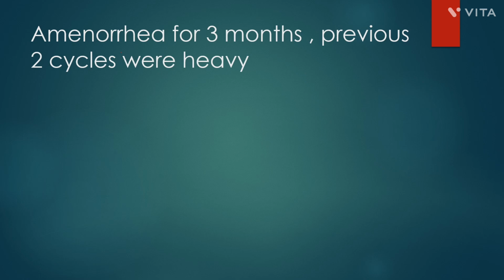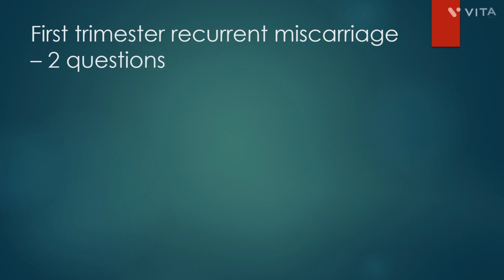Now, a patient with amenorrhea for 3 months with previous 2 cycles being heavy, what is your first line investigation? Is it beta HCG? The option also included TSH, but amenorrhea in a reproductive age group always rule out pregnancy. Also, abdominal pain in reproductive age group always rule out ectopic pregnancy. So it is beta HCG. Now, there were 2 questions on first trimester recurrent miscarriage.